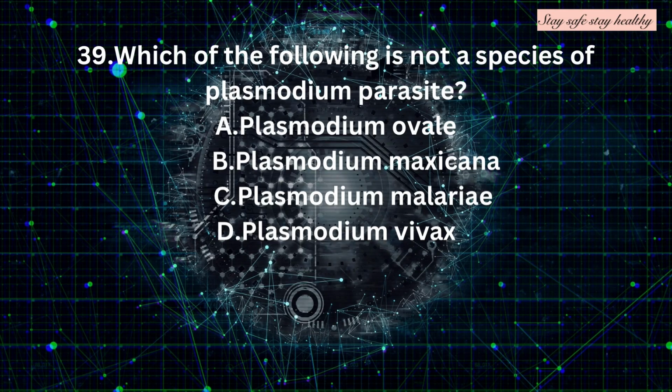Which of the following is not a species of Plasmodium parasite? A. Plasmodium ovale, B. Plasmodium mexicana, C. Plasmodium malariae, D. Plasmodium vivax. Yes, the answer is B. Plasmodium mexicana. There are several species of Plasmodium, a single-celled parasite that causes malaria in humans and other vertebrates.